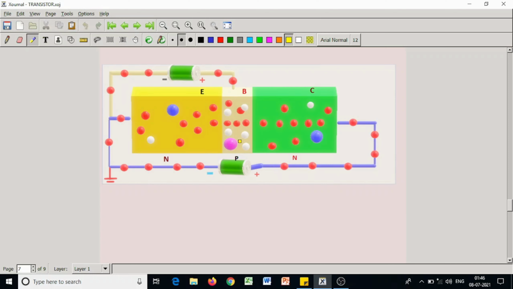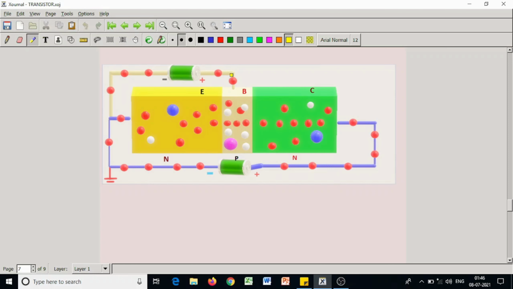The base is made narrow for another reason, so that electrons and holes cannot get sufficient time to recombine. So only a small portion, 1 to 3% of the injected electrons, are lost due to recombination with holes in the base, and the remaining electrons reaching the collector junction are collected by the collector, giving rise to the collector current. So the difference between the emitter current and the collector current gives the amount of the base current.